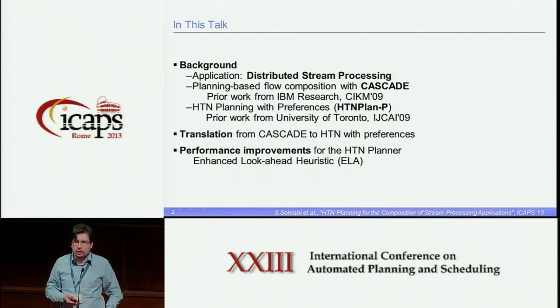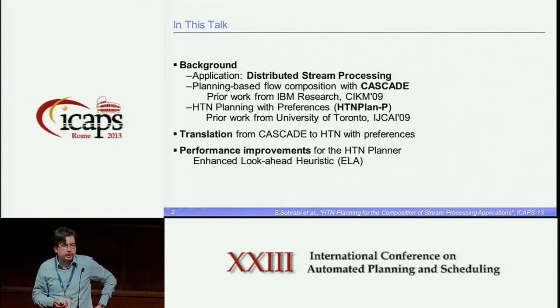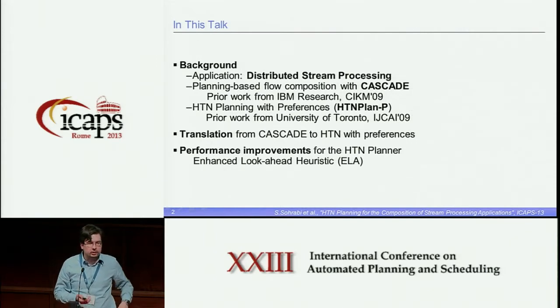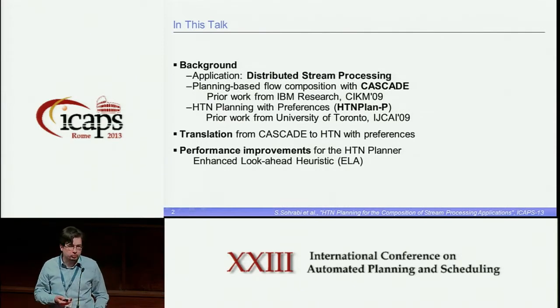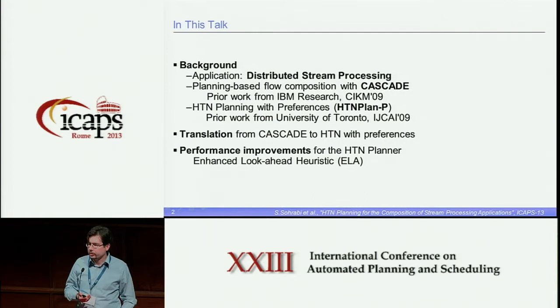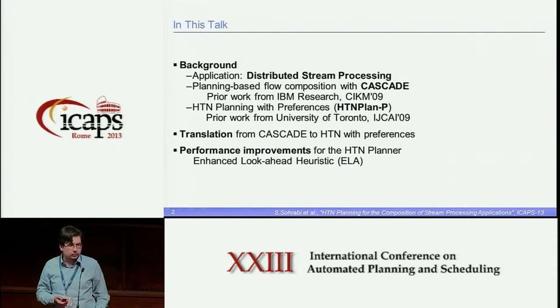the work that we've done in our group at IBM Research on Cascade and Mario, the projects for composing stream processing applications automatically, and the work that Shirin Sarabi, the first author of this paper, has done at the University of Toronto before joining our group on HTN Plan P, HTN planning with preferences.